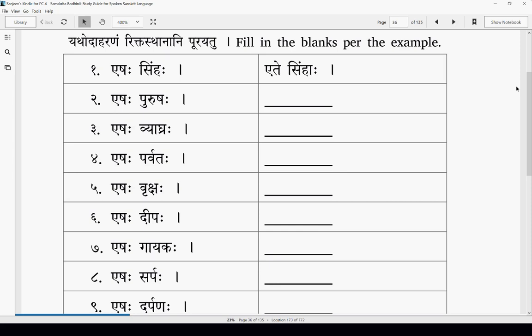Any word, meaning, anybody want to know here, or are all the meanings clear? Darpana, mirror. Vyagraha, tiger. Can anybody tell the spelling of Vrukshaha? Vrukshaha. Can you break that out, the compound letters?